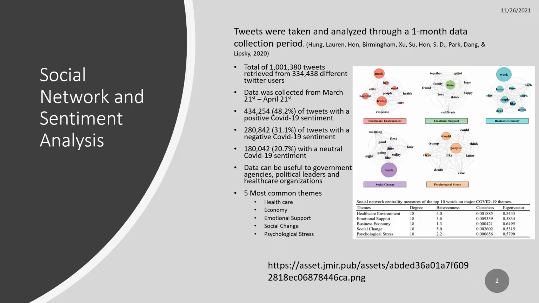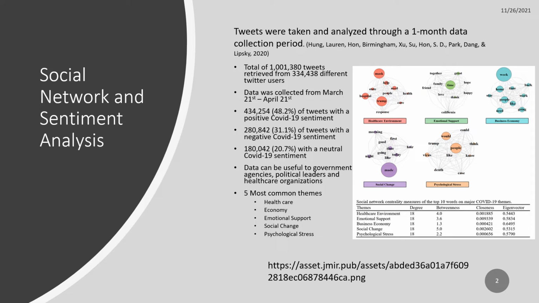There were 13 keywords used to search Twitter posts through the months of May and April, using terms such as coronavirus and social distancing. Positive sentiment tweets consisted of words such as love and great, and negative sentiment tweets consisted of words such as virus and hate. The 5 most common themes found were then turned into social network graphs, which are shown on the right side of the page. The 5 themes are healthcare, economy, emotional support, social change, and psychological stress.